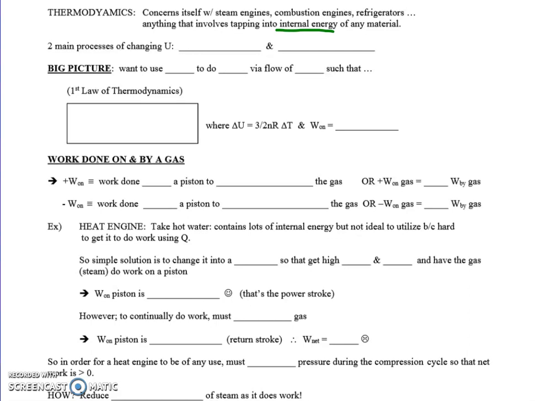So if we want to understand how to tap into internal energy, we've got to understand the processes that allow it to change, and we've discussed it before. That's work, and the other is heat flow. The big picture idea, in its simplest terms, is we want to use internal energy, U, to do work via the flow of heat. So it's an interrelationship between U, W, and Q, such that we follow, because you must follow, the first law of thermodynamics, which is really nothing more than conservation of energy.